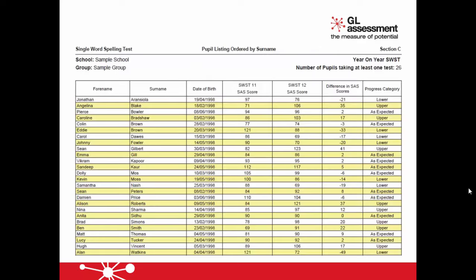And finally, this progress is shown on a chart with all the students within the group listed by name. The last two columns are particularly useful in terms of an accurate measure of progress, plus or minus, and an indication of each student's progress category, upper, as expected, or lower.